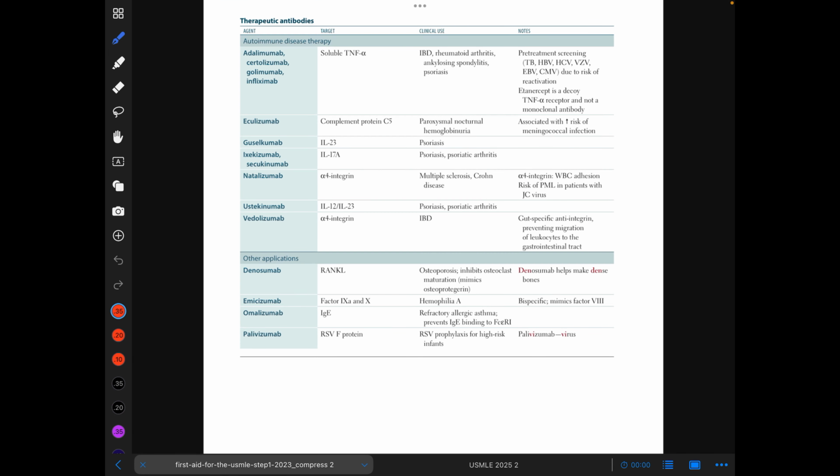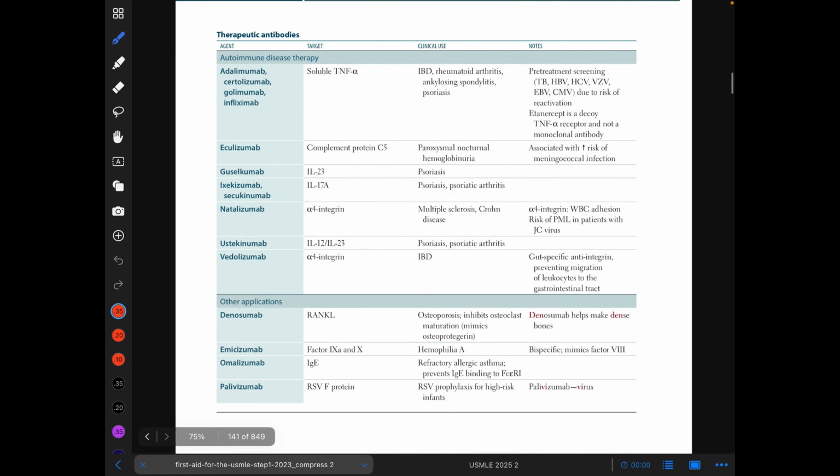We have some more monoclonal antibodies like adalimumab, which targets soluble tumor necrosis factor alpha. Before giving these drugs, we have to do pre-treatment screening for TB, hepatitis B, and C viruses, due to the risk of reactivation of these infections.